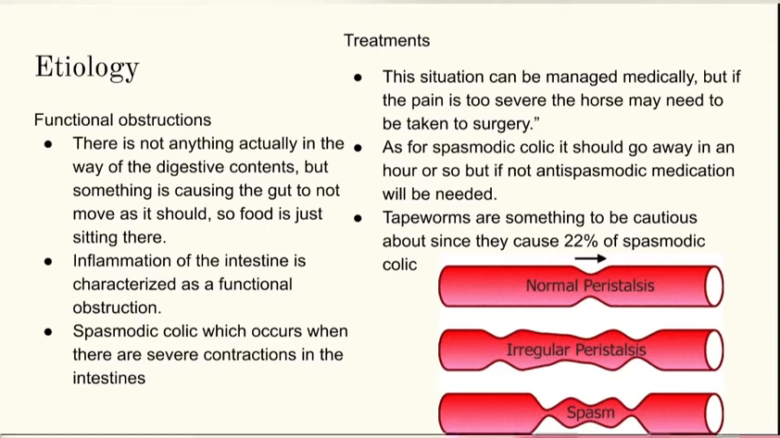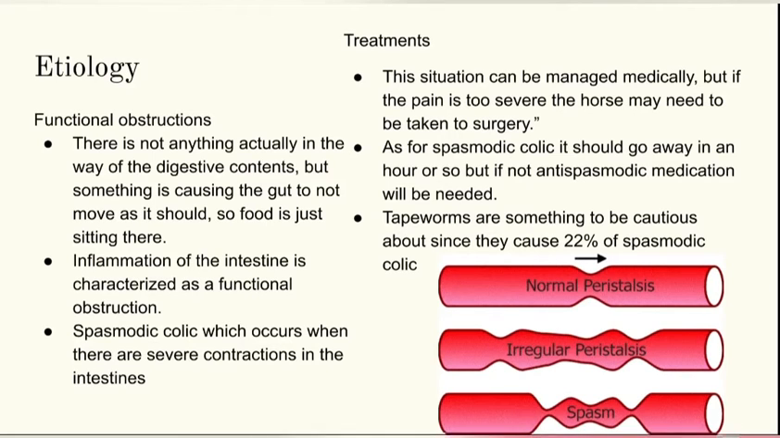Inflammation can be considered a functional obstruction for colic. Another is spasmodic colic, and this occurs when there are several contractions in the intestines. So pretty much getting a cramp in your intestines. Most can be managed medically, and if needed, the horse may need surgery. As for spasmodic colic, it should go away in about an hour or so. If not, antispasmodic medication will be needed.